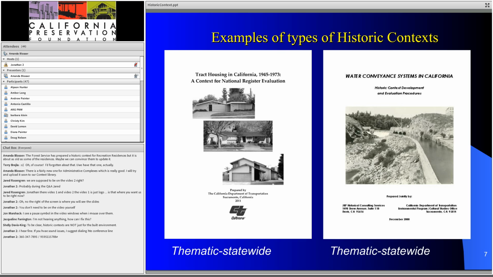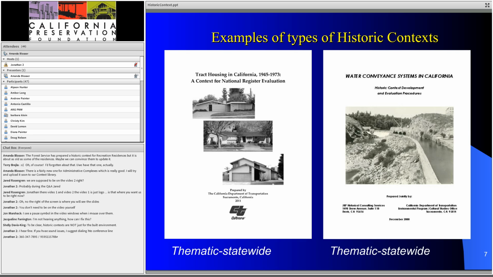Another thematic context, water conveyance systems in California. Thematic by a property type, water conveyance systems, canals, pumping plants, checks, ditches, reservoirs, which is a storage facility, but you have to store it in order to move it. It's no time period, so it's within California history. It's also a statewide context.